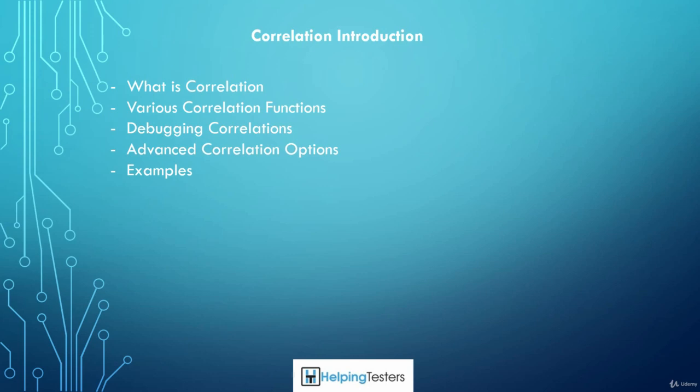Let's look at what we're going to cover. We're going to cover what is correlation and the various correlation functions available in LoadRunner, various debugging processes to handle correlations, advanced correlation options, and we'll cover some examples.